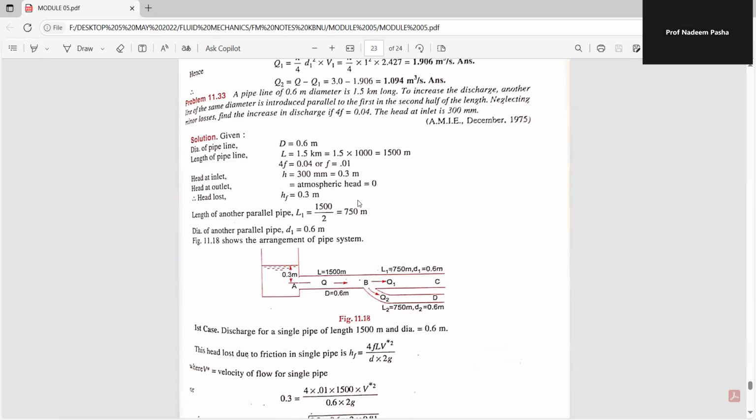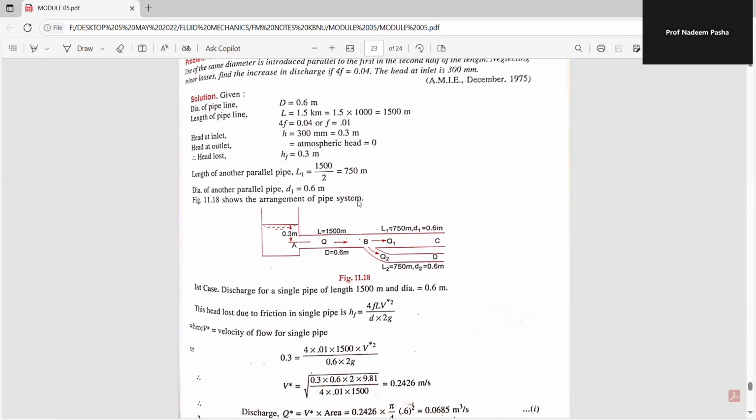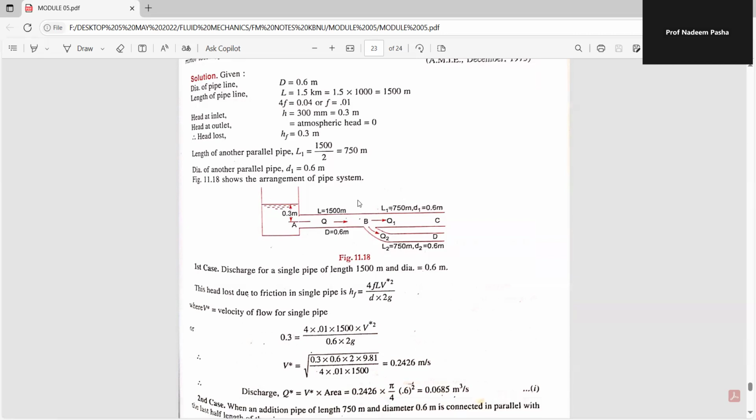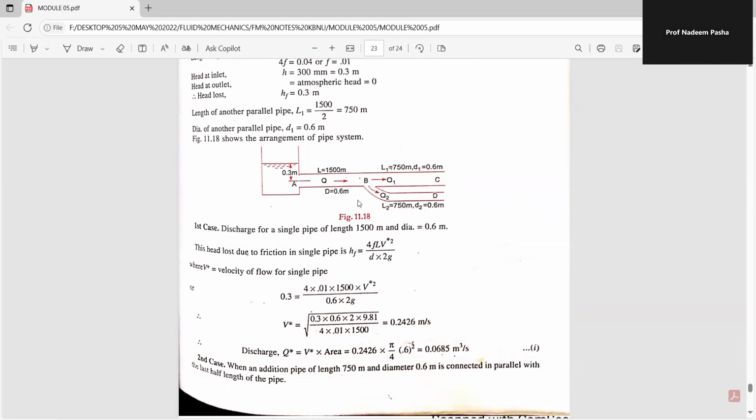In the first case, that is the discharge for a single pipe of length 1500 meter and diameter 0.6 meter, the head loss due to friction in a single pipe is calculated using the formula 4FLV square by D into 2G. Loss of head due to friction is 0.3, 4 into F is 0.01, L is 1500, V square divided by 0.6 into 2 into G. If you solve this, V comes out to be 0.2426 meter per second. Now discharge is equal to velocity into area. Velocity is 0.2426 into area, pi by 4 into 0.6 square. So it comes out to be 0.0685 meter cube per second.